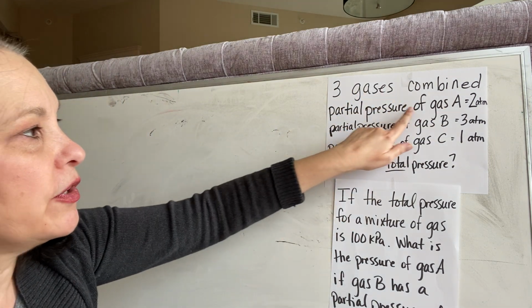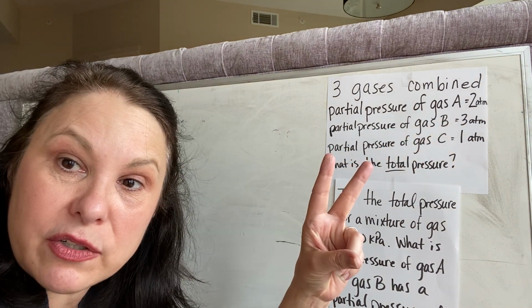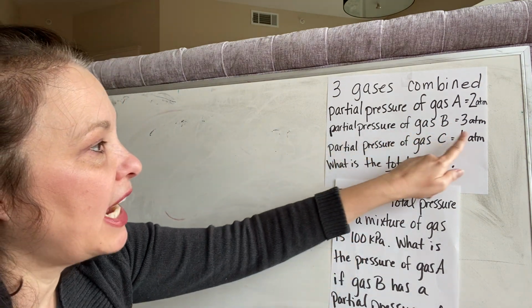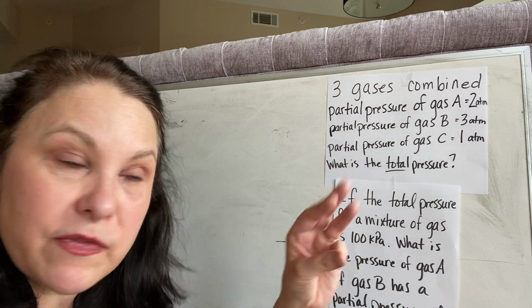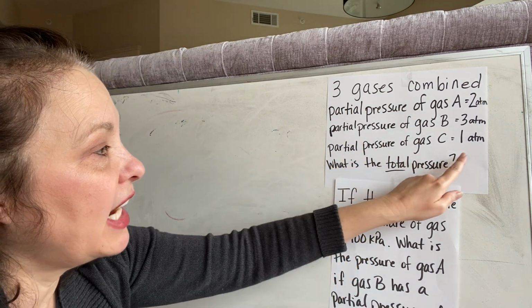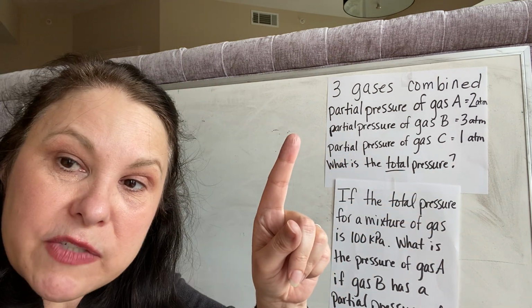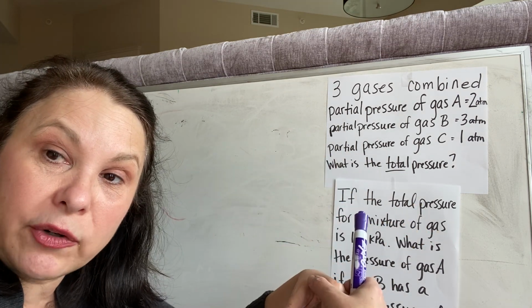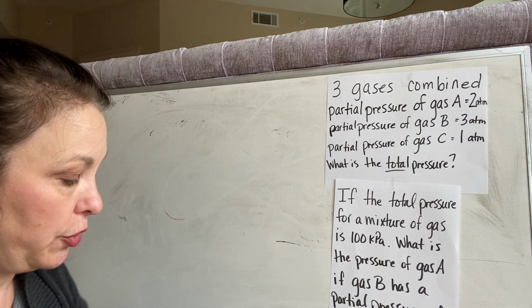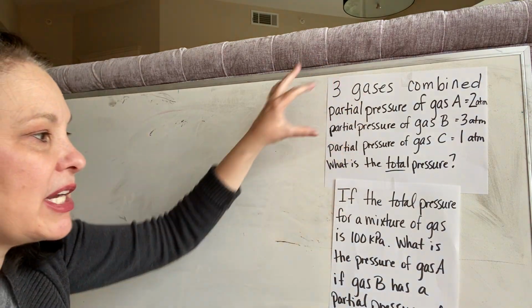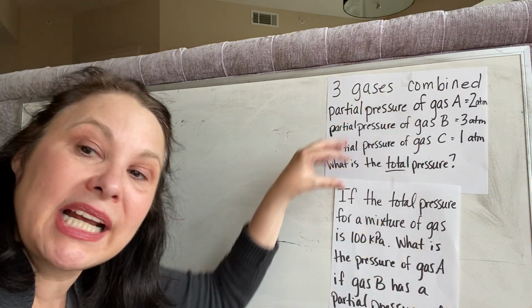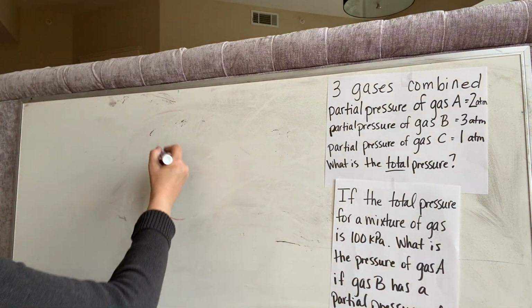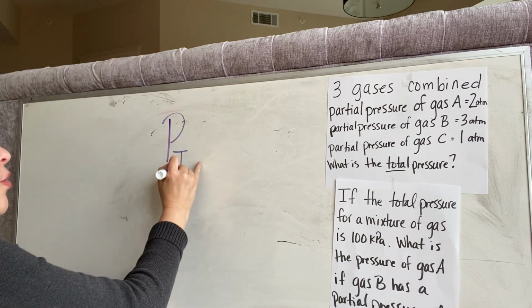The partial pressure of gas A is 2 atmospheres. The partial pressure of gas B is 3 atmospheres. And the partial pressure of gas C is 1 atmosphere. We're going to take A, B, and C, mix them all together into one, and I want to know what the total pressure is. So anytime I talk about combining or mixing gases, that means that you're going to be looking at this formula here.